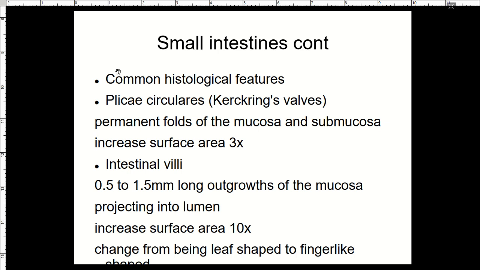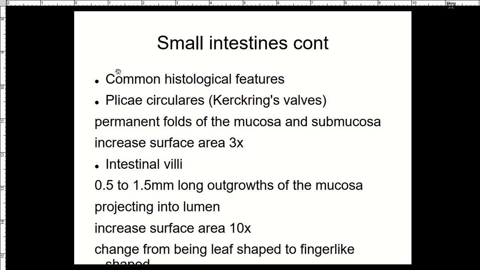And these increase the surface area of the small intestines by threefold. You understand? So the core of the plicae circulares is going to be made by the submucosa. Very important. Submucosa, as we're going to see later.